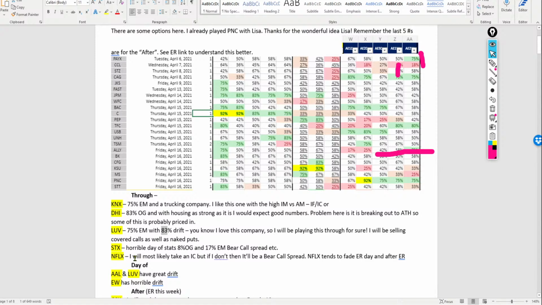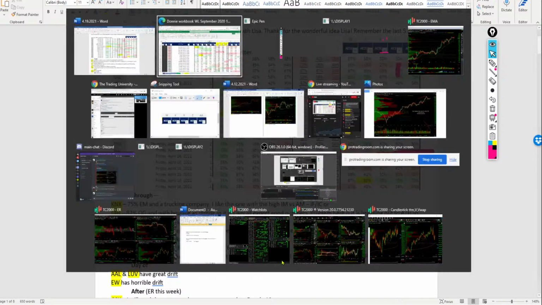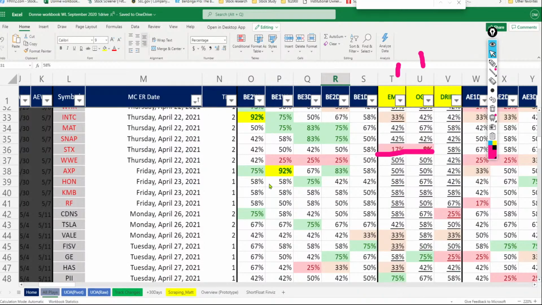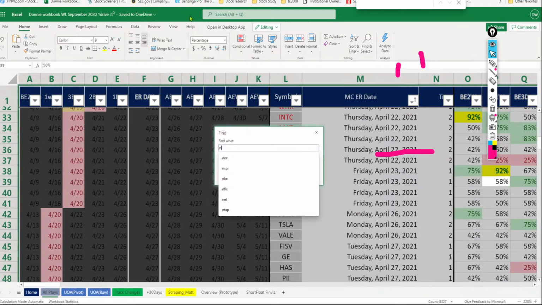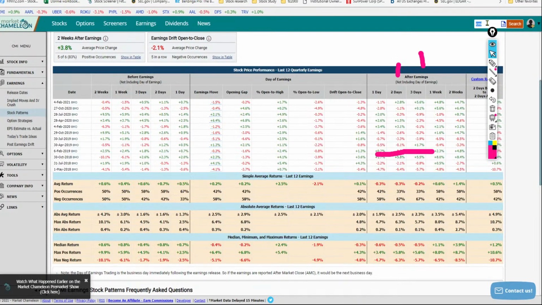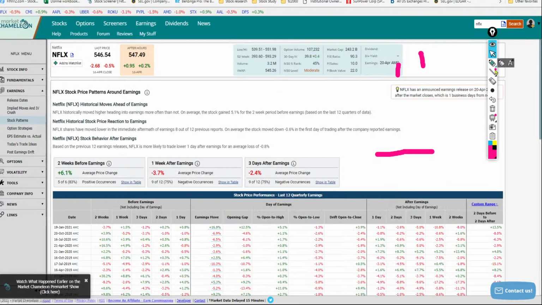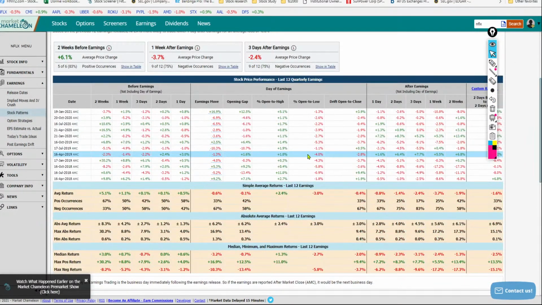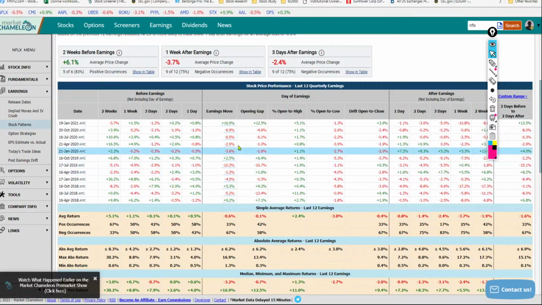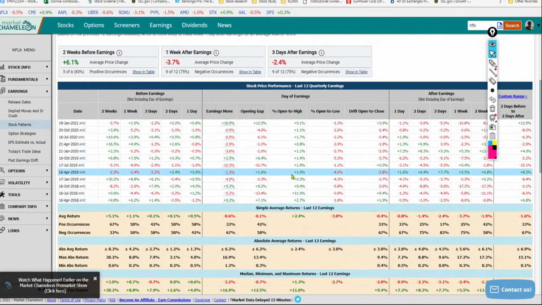So Netflix, I'll most likely take an iron condor, but if I don't, then it will be a bear call spread for sure. So here's what happens on Netflix for whatever reason. Actually, let me just pull up the stock price here so you guys can see, because I know a lot of people like Netflix and play Netflix. Can you guys read these numbers on the screen? Are these big enough, or do I need to zoom in on these?